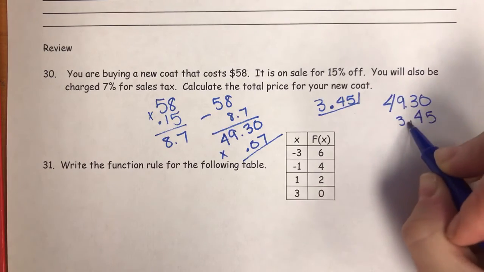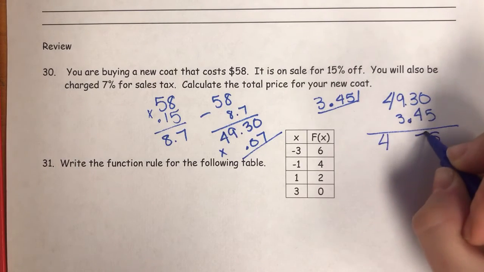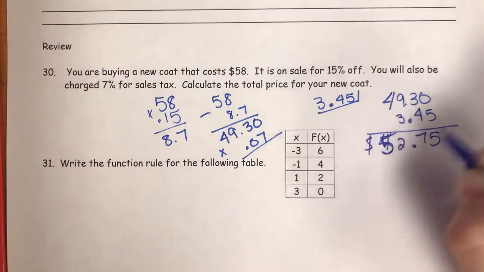Sorry, my writing's kind of crooked. I have the book stacked up. I don't have my mountain, so I'm just dealing with what I have. Oh, this is going to be 52.75 is our final answer.